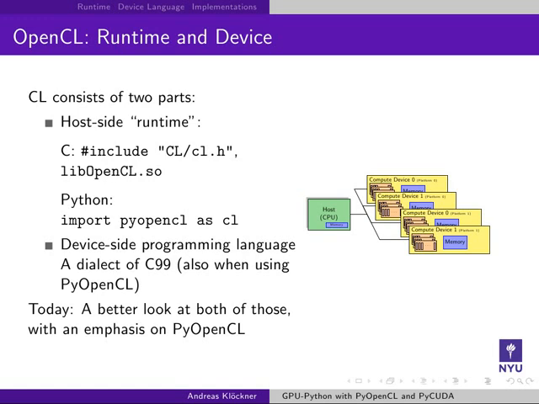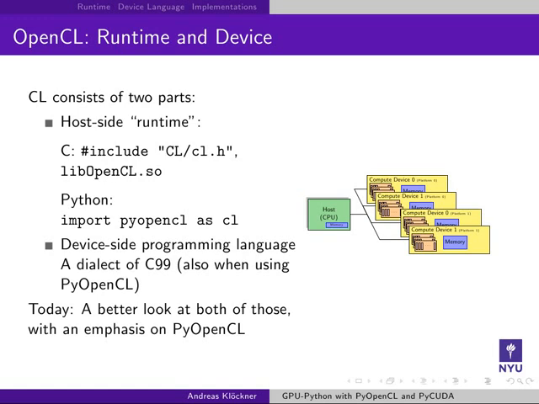If you recall this diagram from last time, the host side has its own memory, and then there are all the devices, each with their own memory. The way to talk to the host side of OpenCL is through the runtime, as it's called, up here. If you do that in C, you would include a header called CL/CL.h, and then link to a library called libopencl.so, or whatever it is on Windows. And in Python, across all platforms, all you do is import pyopencl as cl.